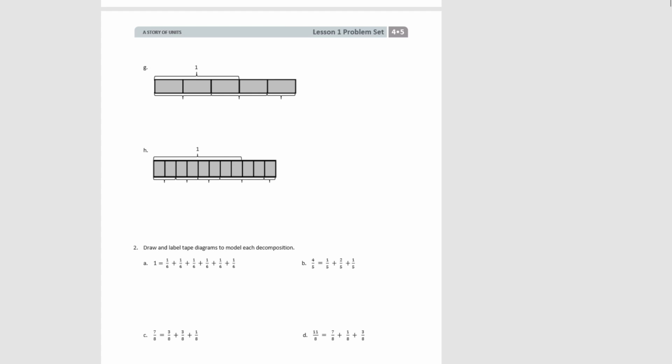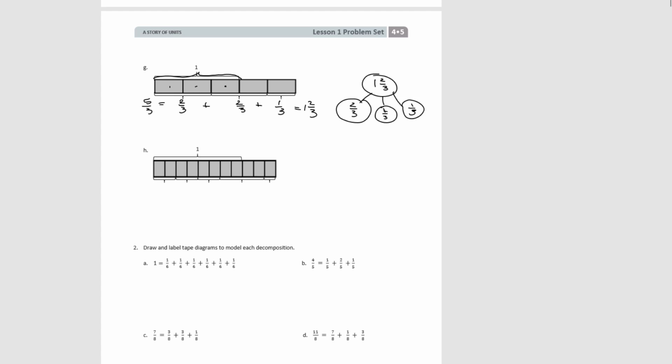In G, 1 is divided into 1, 2, 3 pieces. So our unit fractions are thirds. In the first part, we bracketed 2/3, and then 2/3, and 1/3. And in total, we've shaded in 5/3, which is also equal to 1 and 2/3. So our tape diagram could use either 5/3 or 1 2/3. In both cases, it's equal to 2/3 plus 2/3 plus 1/3.